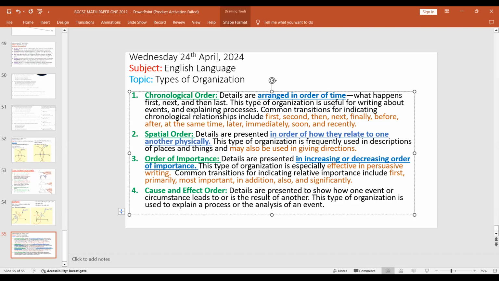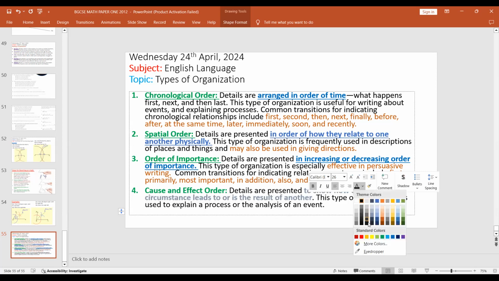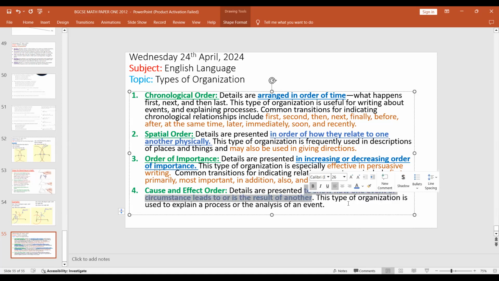So for this one, you show how one event or set of events may lead to another event or another set of events, right? So this type of organization is used to explain a process or the analysis of an event, right?